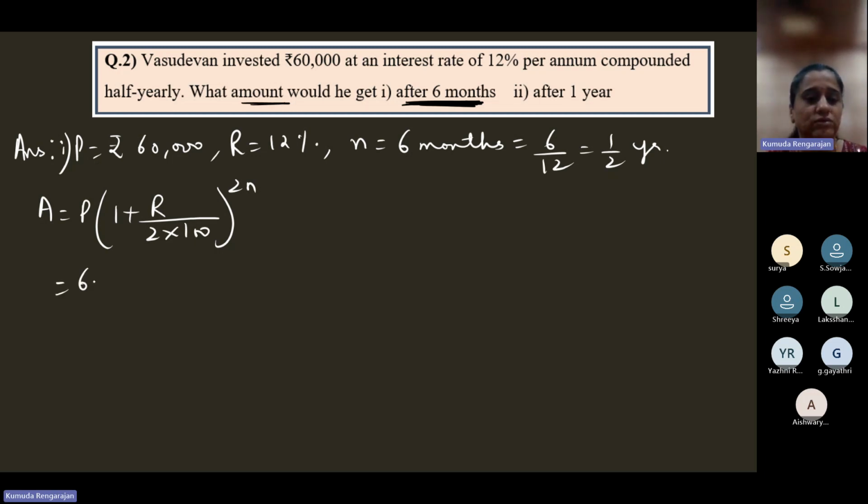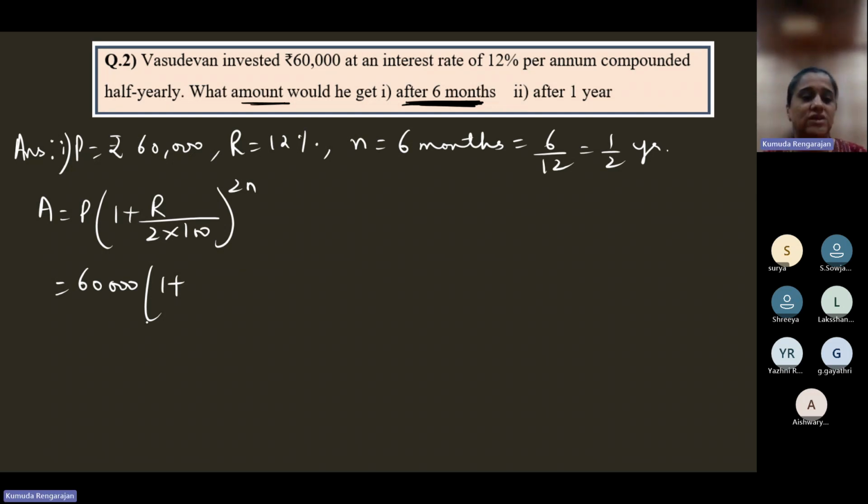So P is 60,000 into 1 plus R. Whatever R is given in the question, the formula is modified. Now don't further modify the numbers in the question. We have taken a modified formula. Substitute the values as you see in the question.